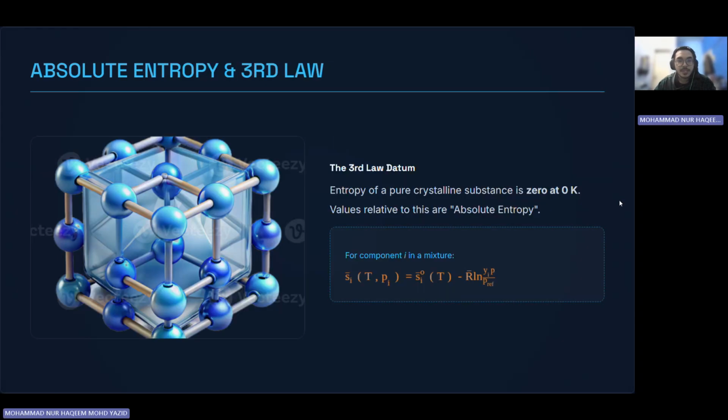The absolute entropy and the third law datum. The entropy of a pure crystalline substance is 0 at 0 Kelvin. This is where the particles have no more energy to vibrate, hence they are static in their own place. Values relative to this are absolute entropy. For a component in a mixture, we can refer to the formula as such.